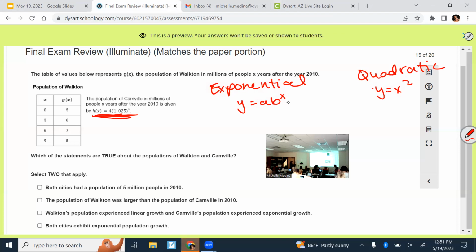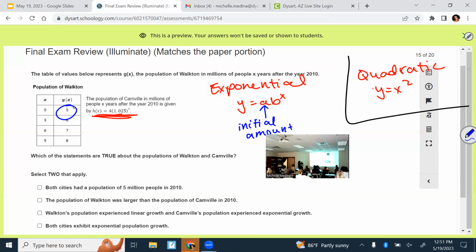When we do the x's and y's, they usually stay x and y. Everything else gets filled in with a number. So given that, we could pull out certain information about this exponential. This is more like a side note, about this problem. What does the a stand for? In an exponential function, the number that's in the a spot is always my initial amount, my starting amount. So I can tell for g of x that the starting amount was 5, and this is in millions of people, so 5 million people is what they started at.